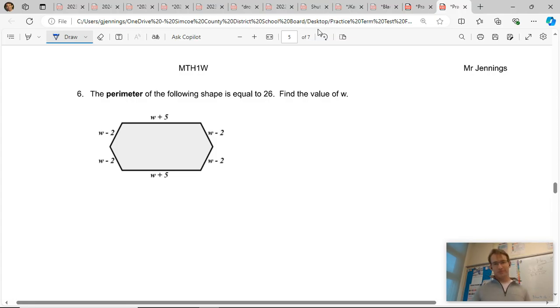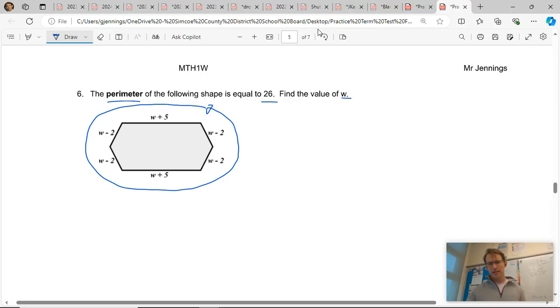À bientôt. Okay, so now, we have been told that the perimeter of this shape is equal to 26. Oh my goodness. I know the whole way around that an ant would walk if it walked around this shape would be 26 somethings. And I've been asked to find W. Now, let's see. What is the perimeter? Well, the perimeter is going to be all the sides added. So let's add all the sides.